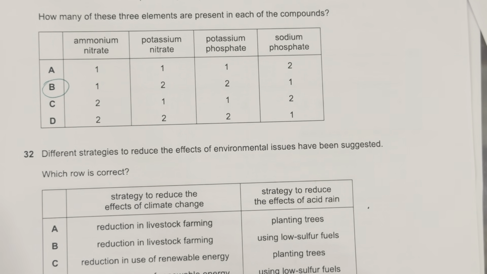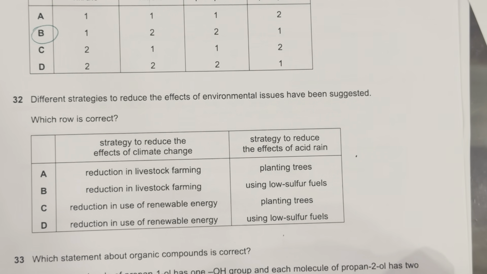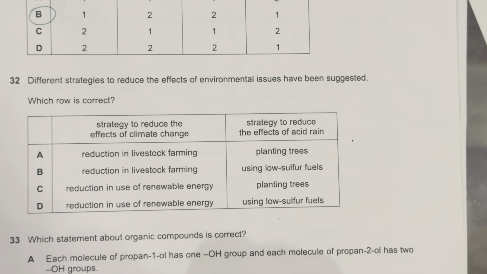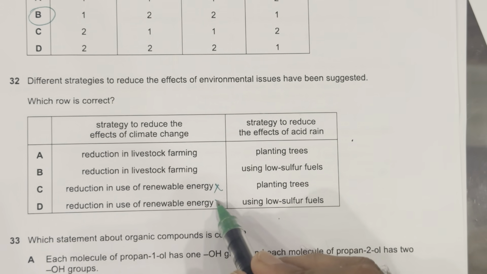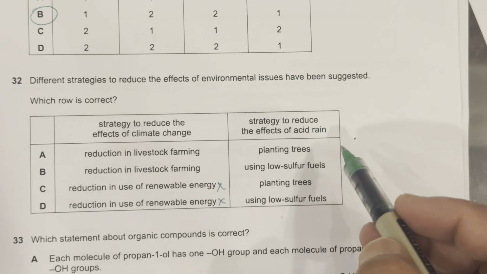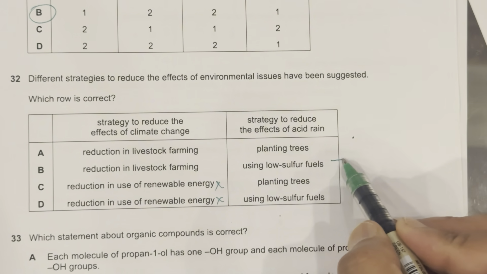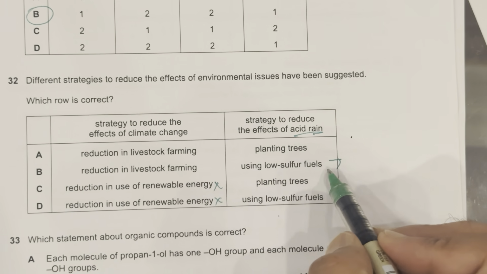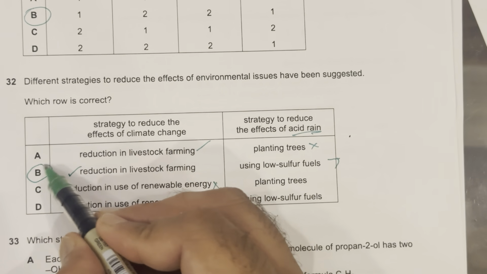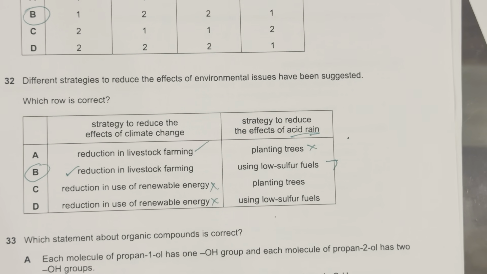Question number 32. Different strategies to reduce the effect of environmental issues have been suggested. Which row is correct? Strategies: reduction in livestock farming, reduction in the use of NOx. Options C and D are wrong. I'm going to check A and B. Planting trees or using low-sulfur fuel. Yes, acid rain would happen less. To avoid acid rain, option B is the correct option. So option B we're going to write over here. This was an easy question.